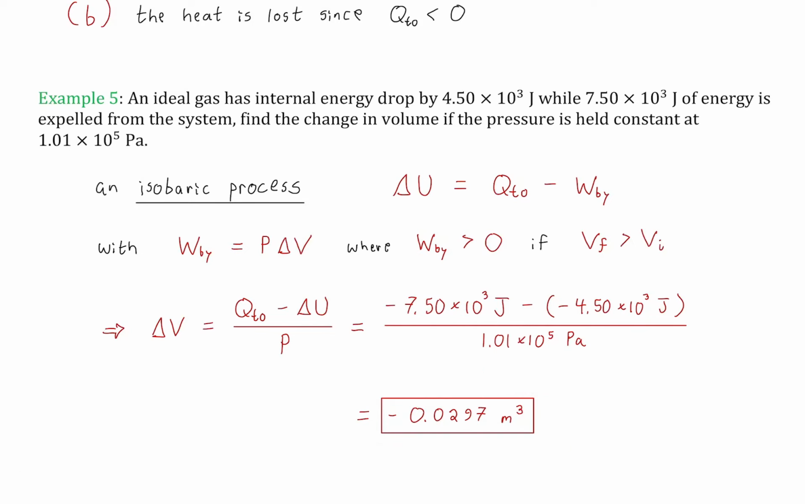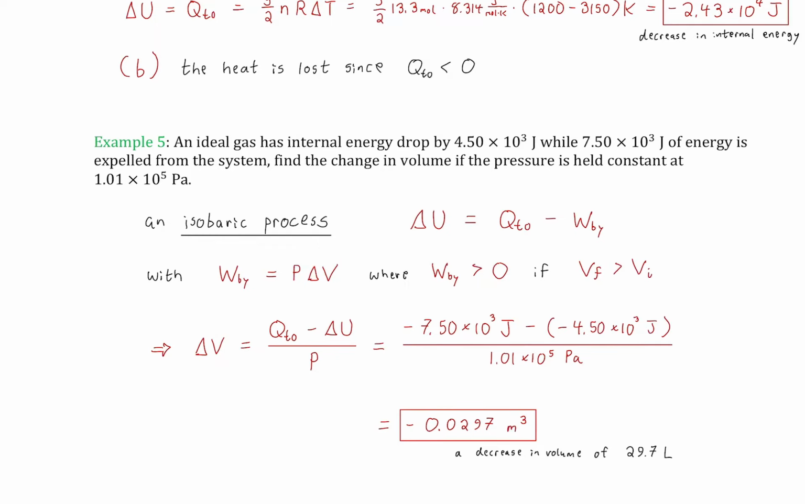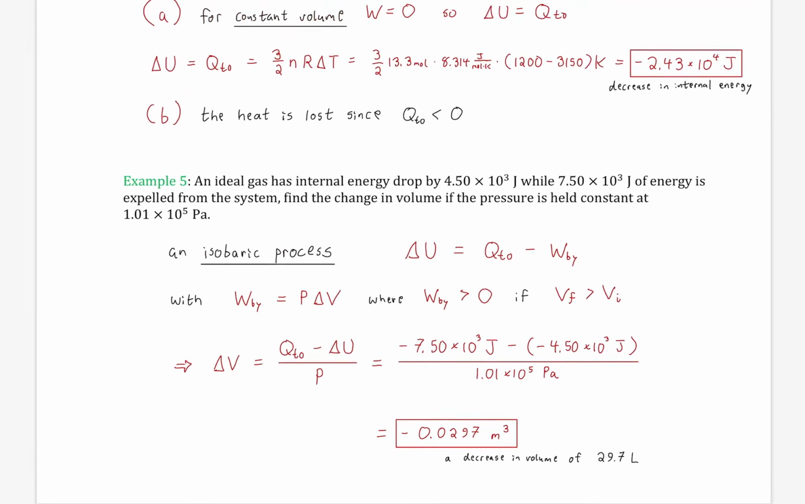That's definitely what we expected, because this system is losing energy in every way. It's cooling and it's leaking energy. So if it's going to keep its pressure constant, it better shrink. And indeed it does shrink. It shrinks by negative 0.0297 cubic meters, which doesn't seem like a lot, but if we convert it to liters, we find out it's 29.7 liters of contraction. So it's actually pretty significant. Good, we're in good shape. So that's an example of an isobaric contraction.